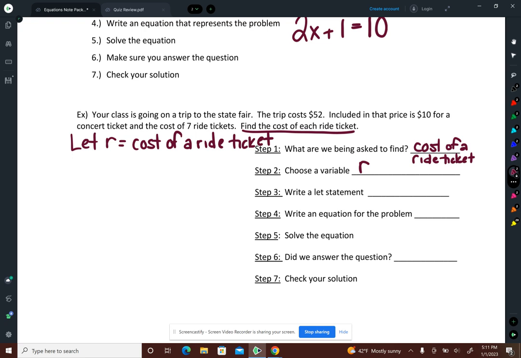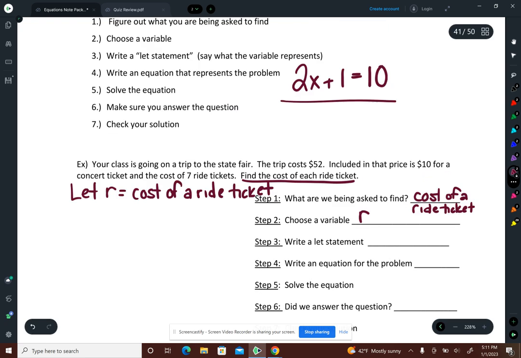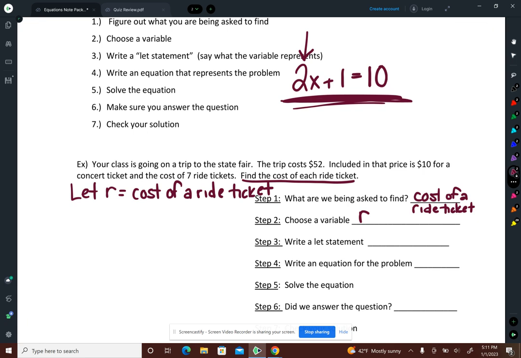So now I'm going to go ahead and try to set up my equation. Now remember, we want our equation to look like this one up here. So it's a two-step addition equation. The first thing I'm always going to do is find this number right here, the one that goes with the variable. So R is the cost of a ride ticket. So I'm looking for whichever number is talking about the ride tickets. And that's going to be right here. Okay, it says 7 ride tickets. So I know that the 7 has to go with the R.